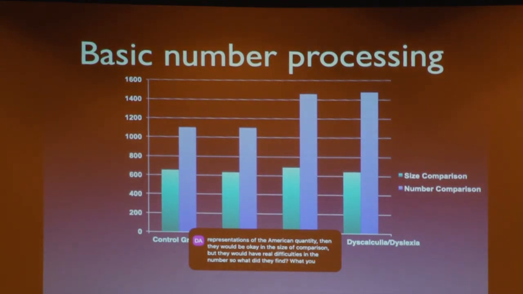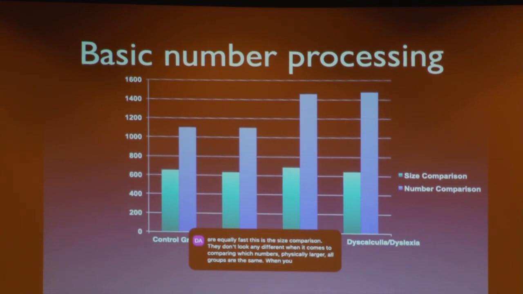What you can see here is the 4 groups. So on the most left-hand side of your screen is the control group, then it's, I think, the dyslexia group, then it's the dyscalculia group, and then it's the dyscalculia and dyslexia group. And just focus on the green bars for now. You can see that all 4 groups are equally fast. This is the size comparison. They don't look any different. When it comes to comparing which number is physically larger, all groups are the same.